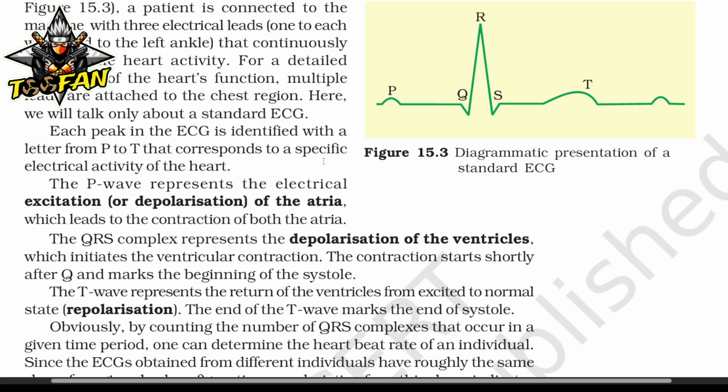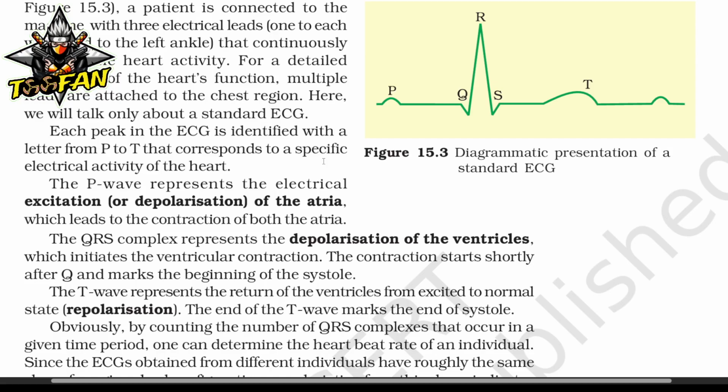The P wave represents the excitation or depolarization of the atria, which leads to the contraction of both the atria, and the QRS complex represents the depolarization of the ventricles, which initiates the ventricular contraction. The contraction starts shortly after the Q wave and marks the beginning of systole. The T wave represents the return of the ventricles from the excited state to normal.